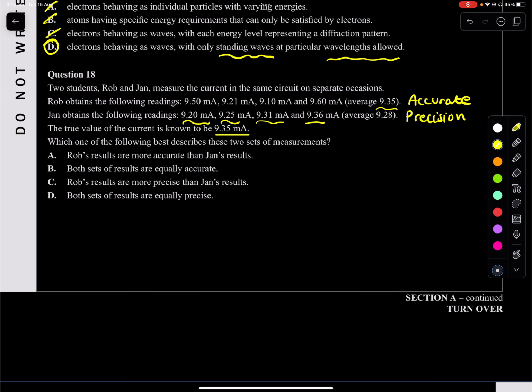So knowing these, let's look at the questions. Which of the following best describes the two sets of measurements? Rob's results are more accurate than Jane's results. That's absolutely true. Both sets of results are equally accurate. Nope. Rob's results are more precise than Jane's. No, Jane's are more precise than Rob's. Both sets of results are equally precise. Nope. So A can only be the answer.